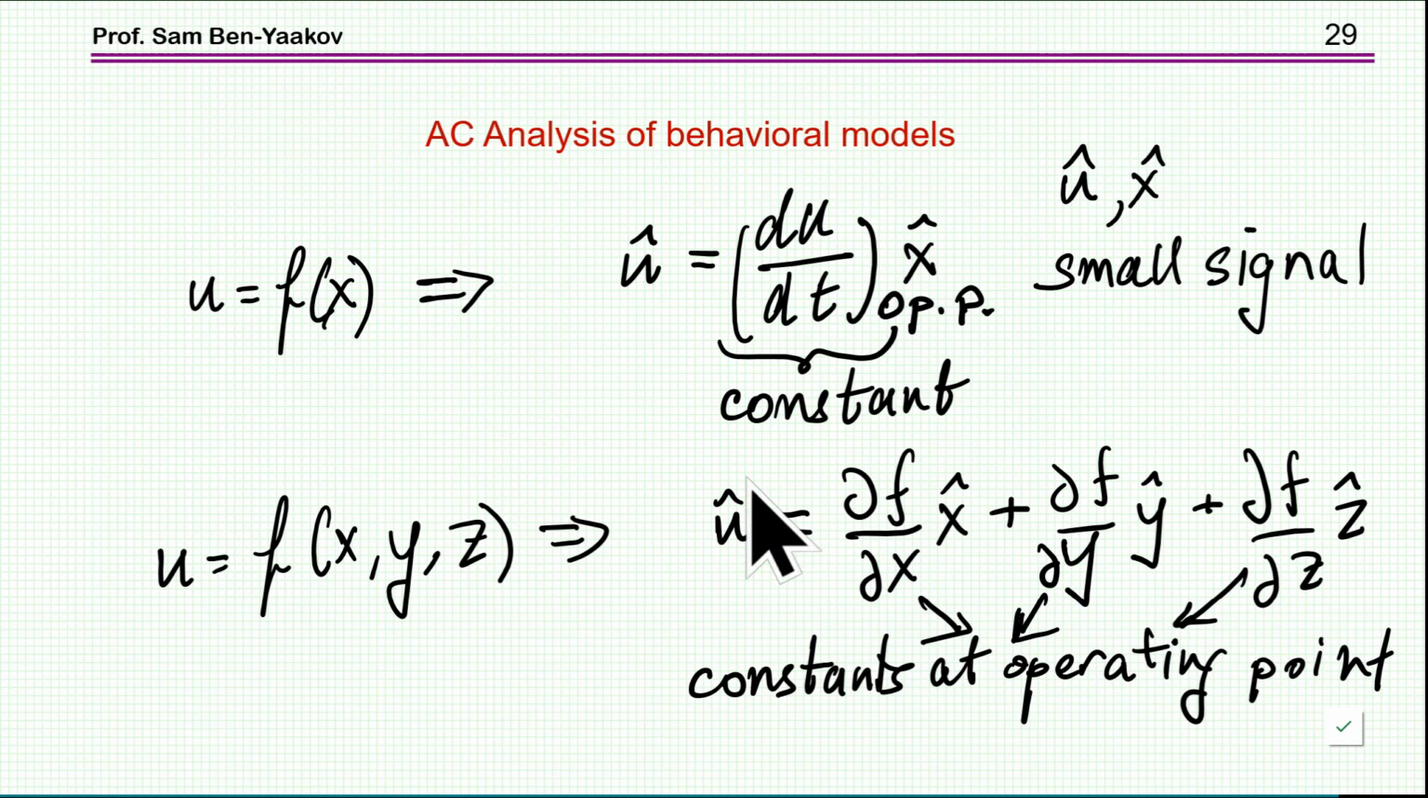Now, after doing that, these partial derivatives are constant. So therefore, it becomes a linear system. There is no multiplication between variables. This is a variable times a constant, a variable times a constant. So now it is a linear configuration around the operating point.